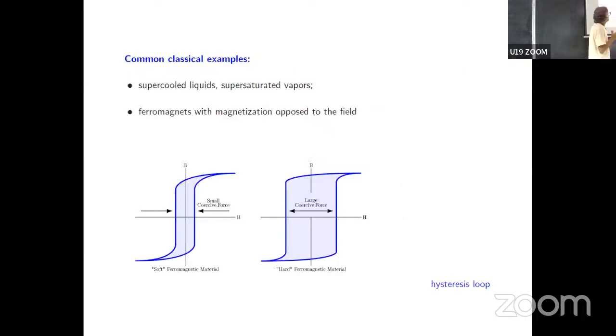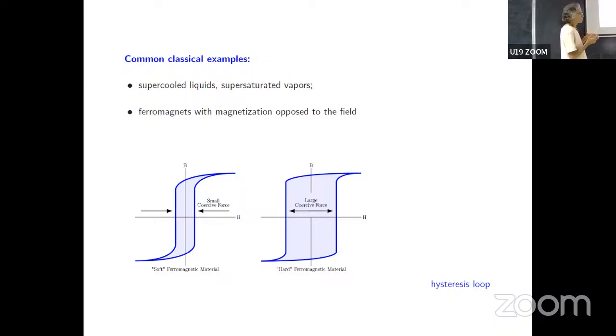So there are many common classical examples, like supercooled liquids that we were talking about, the same as between vapor and liquid, supersaturated vapors. Also in ferromagnets with the magnetization opposed to the field. That's something we study in school, this hysteresis loop. And this is somehow the main example that I want to talk about today, at the end, from a mathematical side. So here in this picture, you represent the magnetic field and here the magnetization, say.